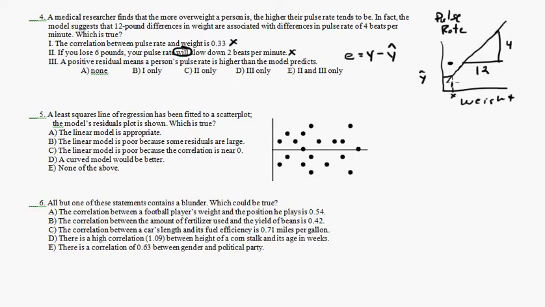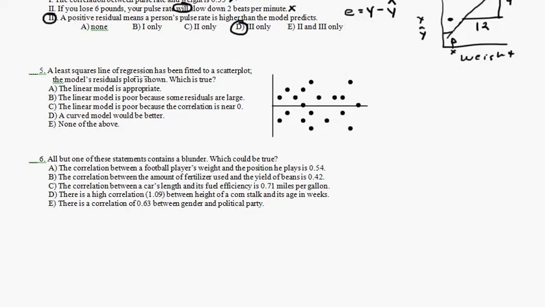And this would be y. So yes. So the answer 3 is correct. So the answer is D. Okay? Number 5. A least squares line of regression has been fitted to a scatter plot.